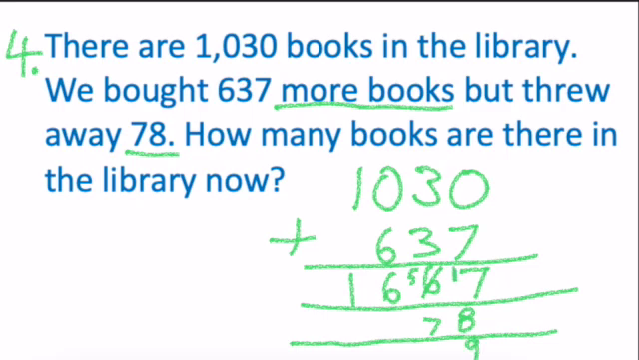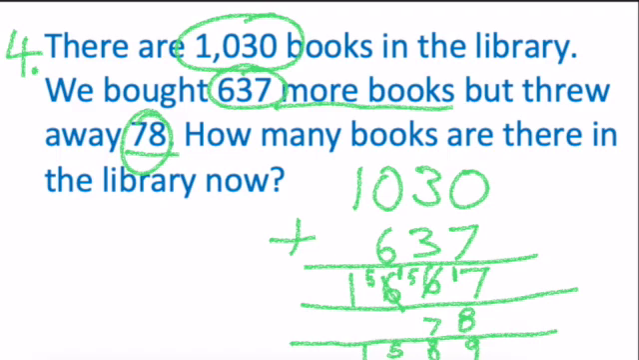17 take away 8 is 9. 5 take away 7, I can't do that. 15. 15 take away 7 is 8. And then that will be a 5, and then that will be a 1. Okay, so it's 1,589. Alternatively, what I could have done is I could have done 1,030 take away 78, and then I could have added 637. I could also have done 637 take away 78 and then added it to the original number.